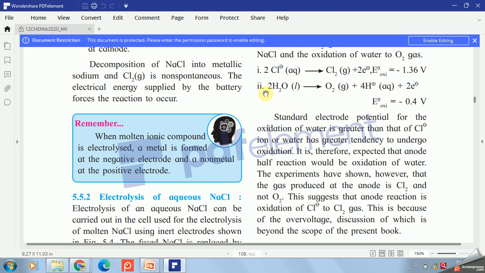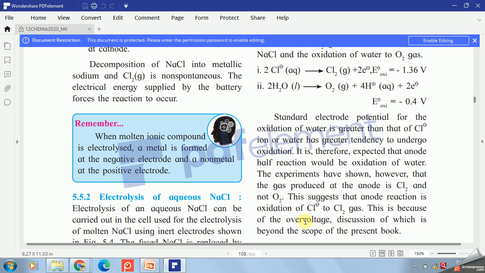So even though that series prefers the second reaction, our expectation is that the second reaction is preferred, but in experimental data we observe that chlorine gas is produced at the anode, so the first reaction is preferred, and the reason behind this is overvoltage. What is overvoltage?